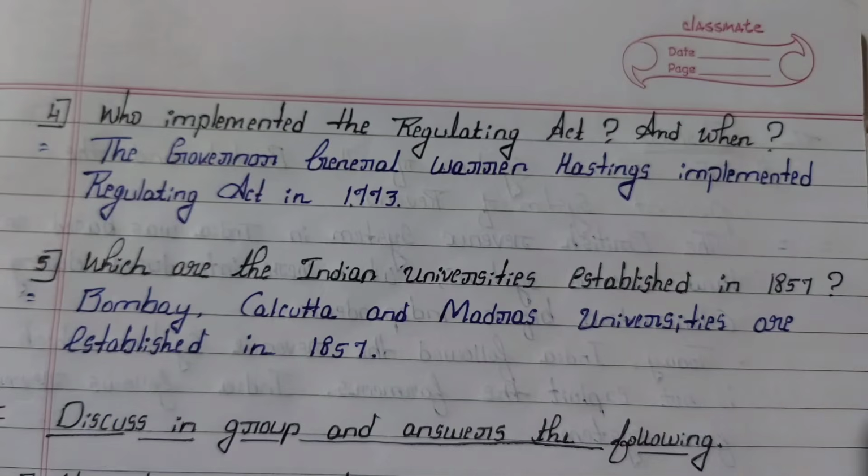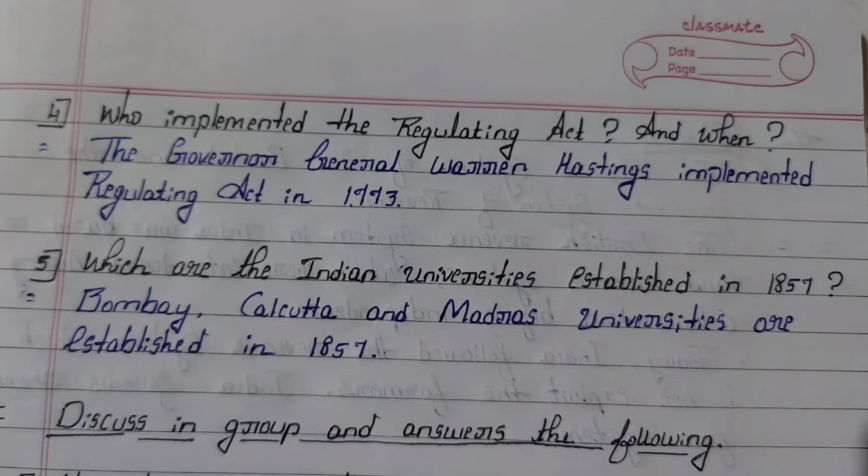Fourth question, who implemented the Regulating Act and when? Answer, the Governor General Warren Hastings implemented the Regulating Act in 1773.